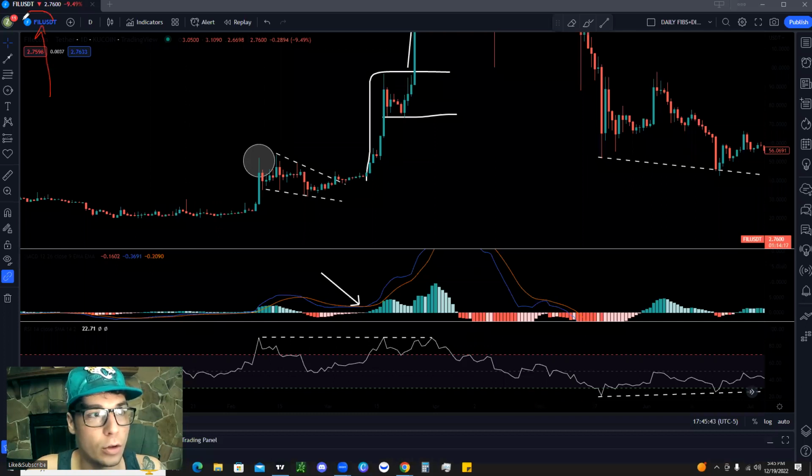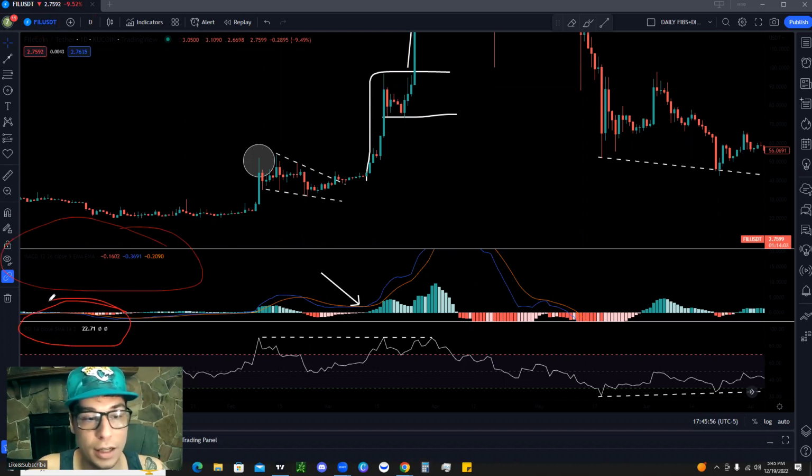We're going to break down Filecoin, ticker symbol FIL, looking at the daily chart. And I'm going to teach you guys some basic chart patterns. It's going to be very beginner friendly. And then we're actually going to go over the MACD and the relative strength index.